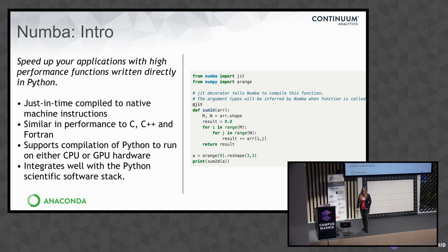It also supports CPU and GPU hardware. So if you want to take advantage of your GPUs, Numba also supports the compilation for that. And it integrates well with the rest of the stack, given that a lot of the developers have also been developers of other libraries in the stack.